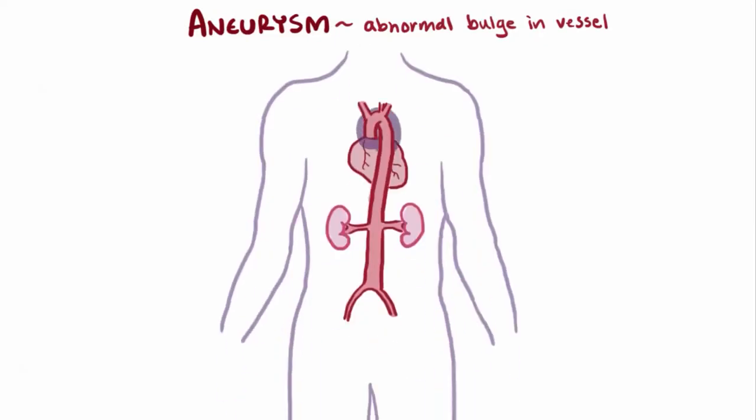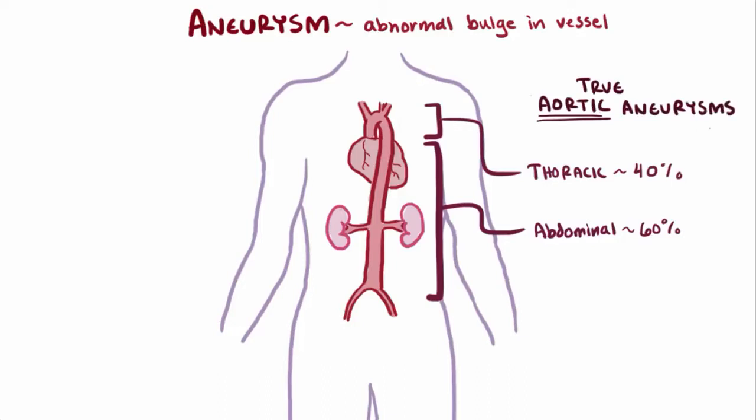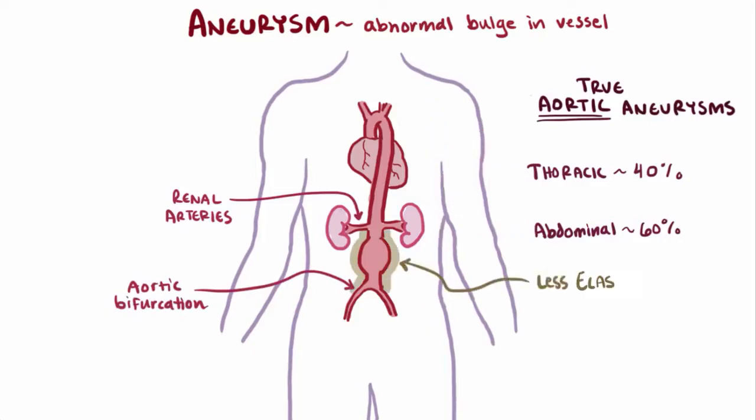Arterial aneurysms occur most commonly in the aorta, with about 60% of true aortic aneurysms happening in the abdominal section of the aorta, and about the other 40% happening in the thoracic section. Of all the abdominal aortic aneurysms, you can find about 95% of them just below the point where the renal arteries branch off from the abdominal aorta, but above the aortic bifurcation. That's because there is naturally less elastin in the walls of this part of the aorta than the rest of the aorta.